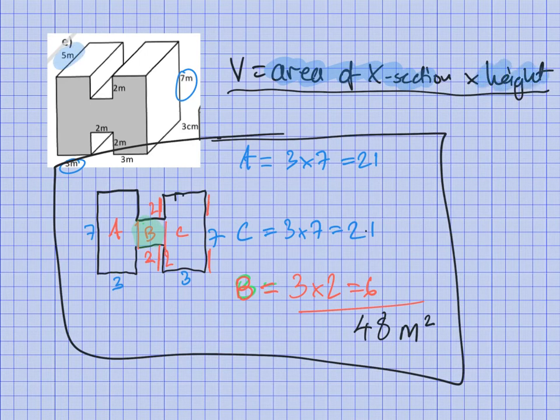So, in order to calculate the answer, I'm going to say that V equals 48 times 5, and 48 times 5 is 240, so we've got 240 meters cubed. Cubed because that's a volume.